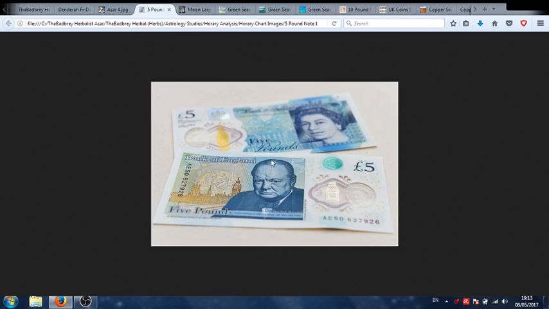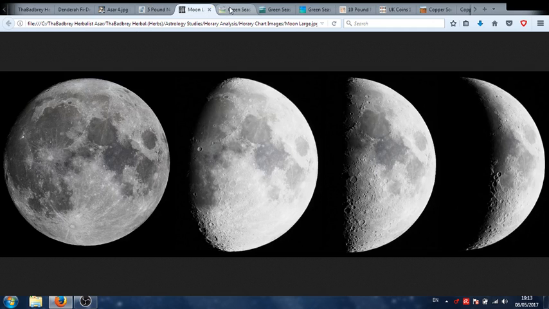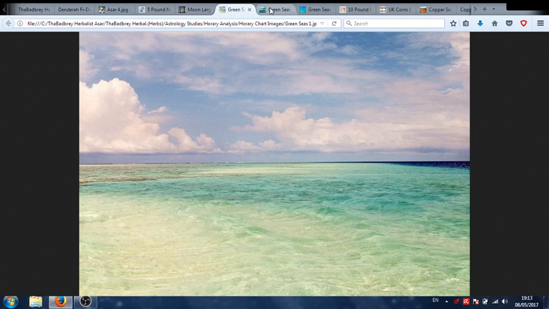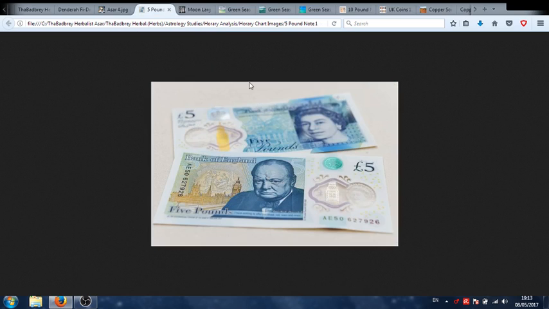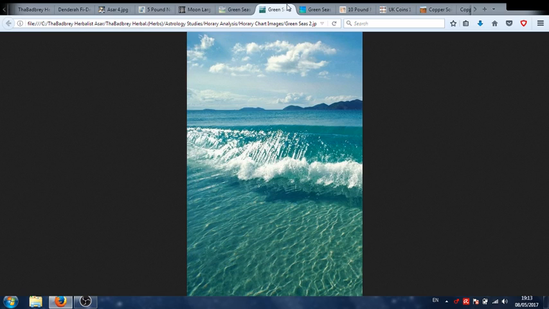And as I said, that bluish greenish color represents the moon's power and control over the oceans, the green seas. As you can see, this is almost the same color as a £5 note. Why else would they choose a color which looks almost exactly like the ocean and put that on a £5 note? All right, I think it's a bit obvious.